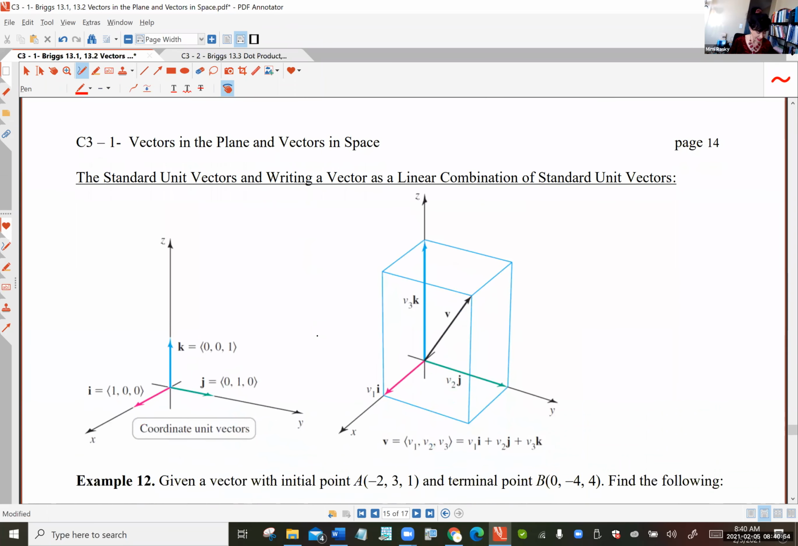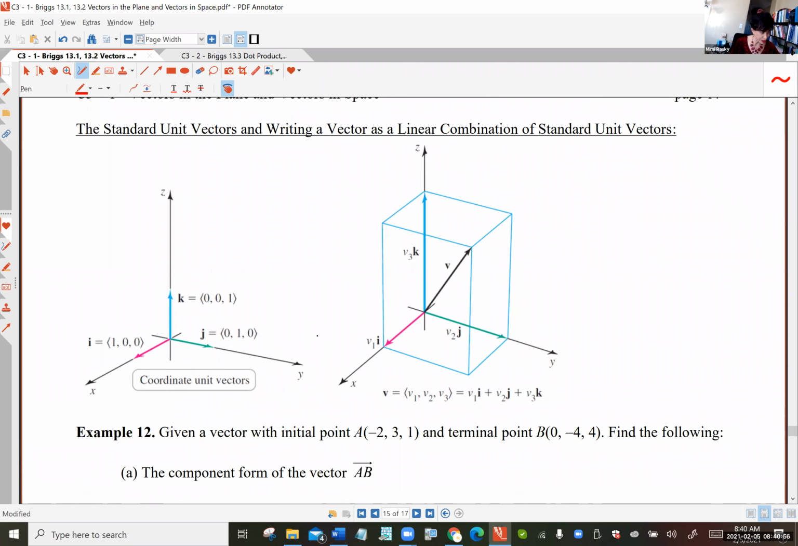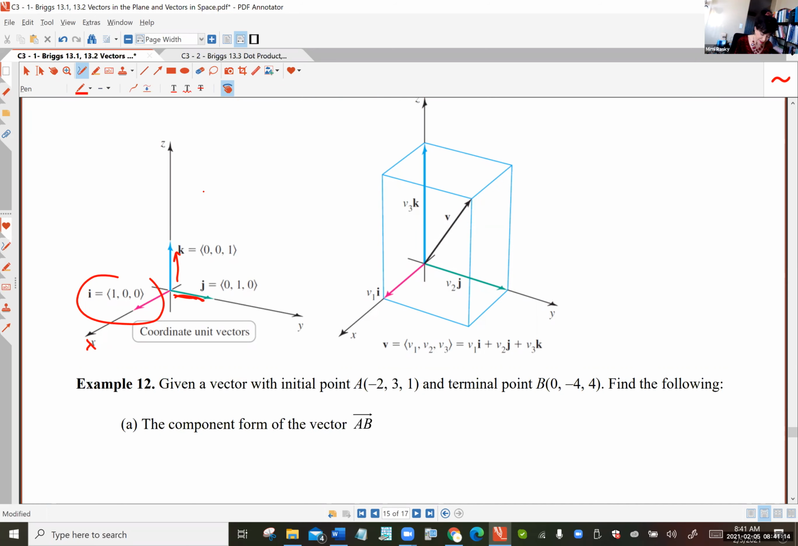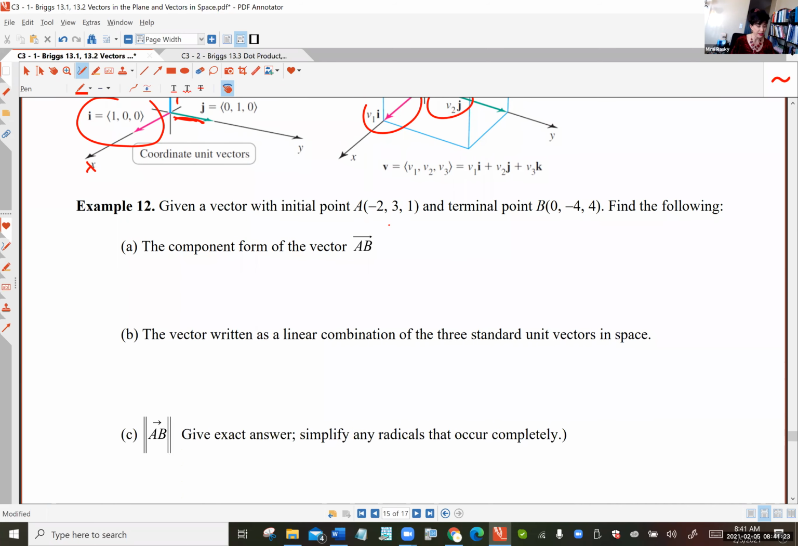But here in 3D, here's a picture of the standard unit vectors for you. So the i hat, I sometimes call it i hat, pointing in the positive x direction. There's the x-axis right there. j hat is right here. And then k hat is pointing straight up in the positive z-axis direction. Okay, so any vector that you have here, v, can be written as a linear combination of these three standard unit vectors. Okay, so let's just do a quick example to reinforce these quick points.